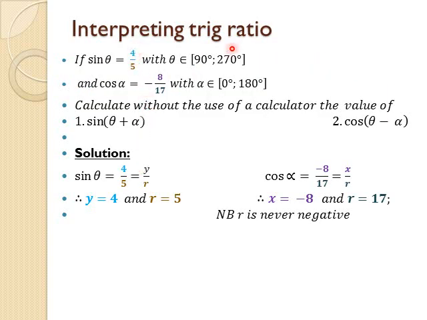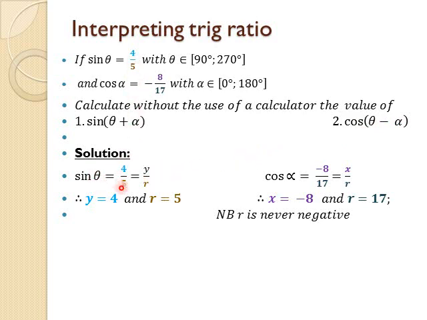Alright, so first interpreting the trig ratios. Sin theta equals 4 over 5, and theta is an element of 90 to 270, meaning second to third quadrant, and cos alpha equals negative 8 over 17 with alpha an element of 0 to 180, so quadrant 1 to 2. Calculate without the use of a calculator the value of sin of theta plus alpha, or cos of theta minus alpha. So first we need to understand what's given to us.